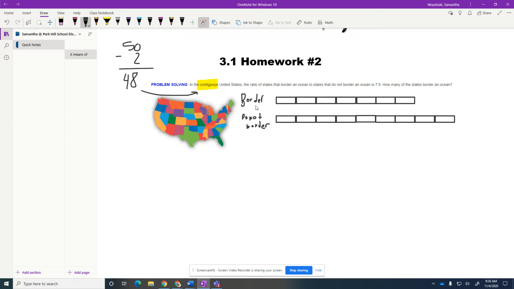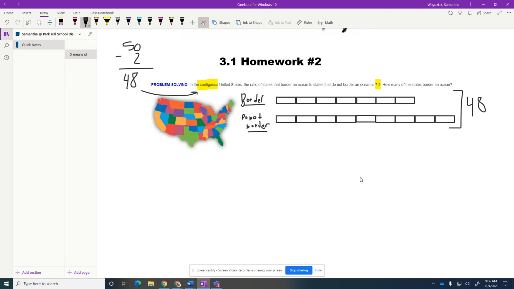So I set up the amount of contiguous United States states that border the ocean is 7 to 9. You can see here I put border: 1, 2, 3, 4, 5, 6, 7. And then states that do not border, I have 1, 2, 3, 4, 5, 6, 7, 8, 9. Again, I have that because the ratio is 7 to 9. Now I also know that if I add all of the states up that border and do not border out of the contiguous United States, I know I have 48 states. So somehow, the amount that border and the amount that do not border are going to equal 48.